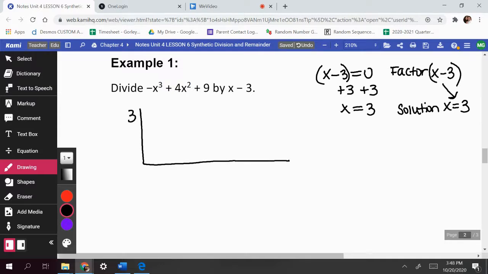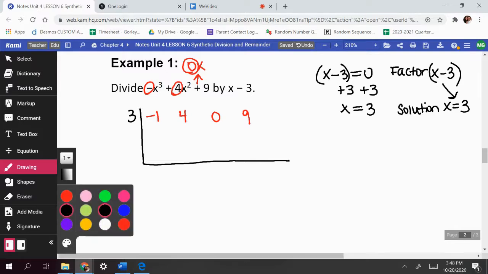Then I list my coefficients up top. So this starts with a negative 1, x cubed. Then we have a 4, x squared. Ooh, see how we don't have an x term? I'm going to need to use 0 as a placeholder. And then my constant's 9. Just watch this first. I don't want you writing it down yet. I want you to just watch the process, and then I'll do it again and you can write it down.